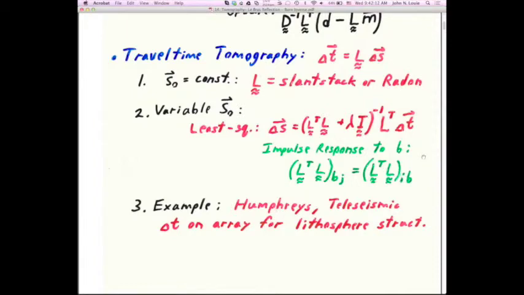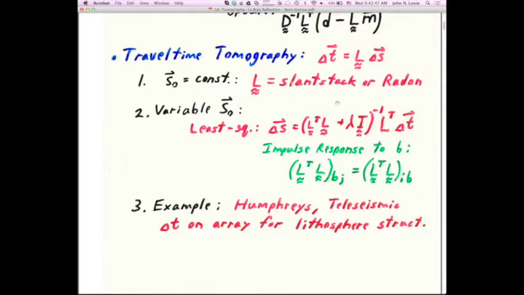Okay, so we've looked at travel time tomography, where the data are delays, delta t's, and then our linear operator is ray lengths in blocks, and that operates on a model of slowness perturbations delta s. We know L is related to the Radon transform and the slant stack. So there are certain conditions where it can be done that easily.